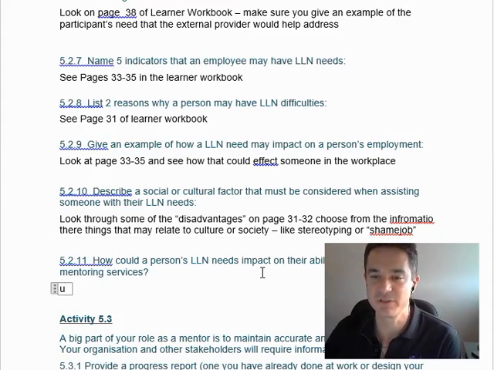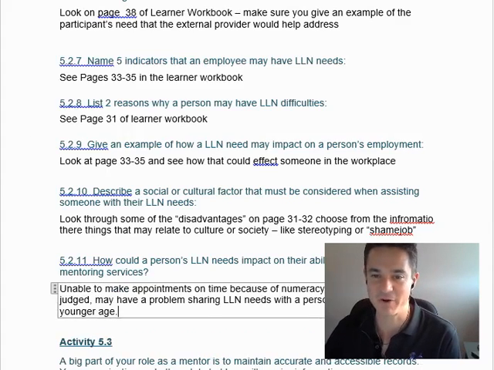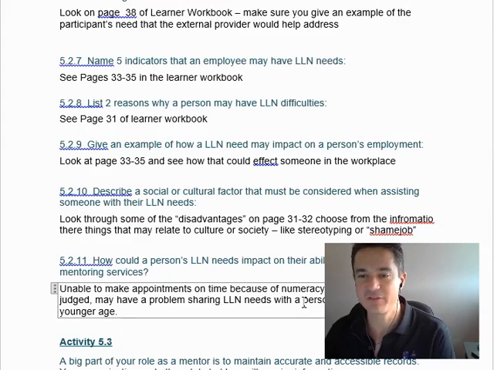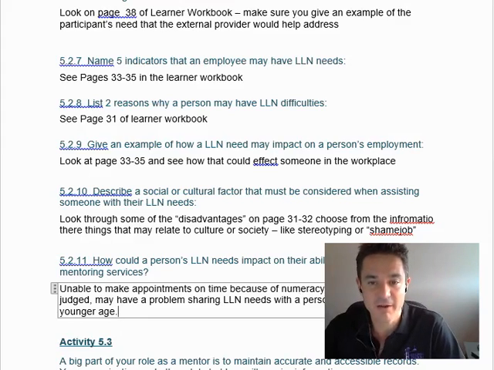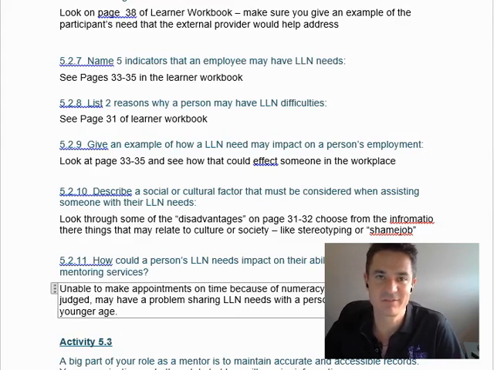How could a person's literacy and numeracy needs impact their ability to access your mentoring services? Okay, basically, one thing is that they might not be able to make appointments on time because of numeracy issues. They can't read the clock or whatever it might be, time management. They also may feel that they might be judged by you, so they're not confident about their issue, and might not want to come in if they feel like, oh, they're going to think I'm dumb. They also may have a problem sharing these needs with a person of the opposite sex or somebody who's younger than them. So if you've got older participants that can't read or write, they might not be so keen to share that with you. So being open and honest in a mentoring relationship might not be easy for those people.